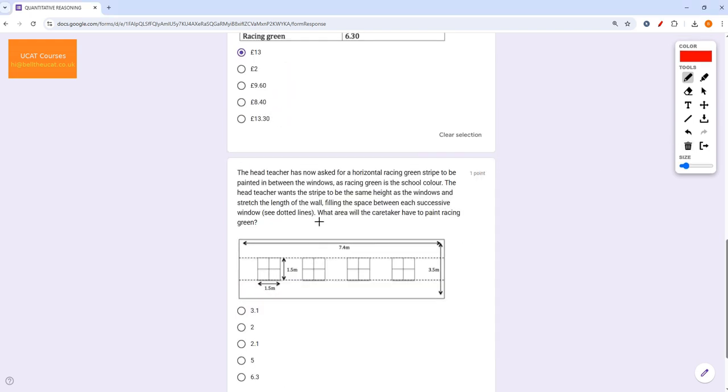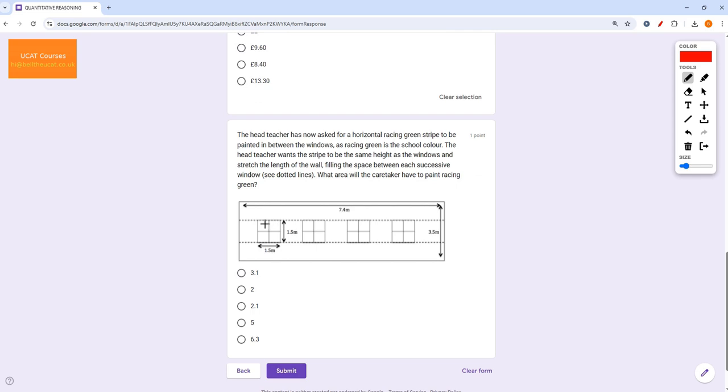Next question. A head teacher has now asked for the horizontal rows to be painted in between the windows. In between the windows means this one, this one, this one, this one, and this one. The head teacher wants them to be the same height. Height is how much? 1.5. Height stays 1.5, so it has to be a multiple of 1.5. Can't be this, can't be this. Looks like 2.1. Let's see anyways.